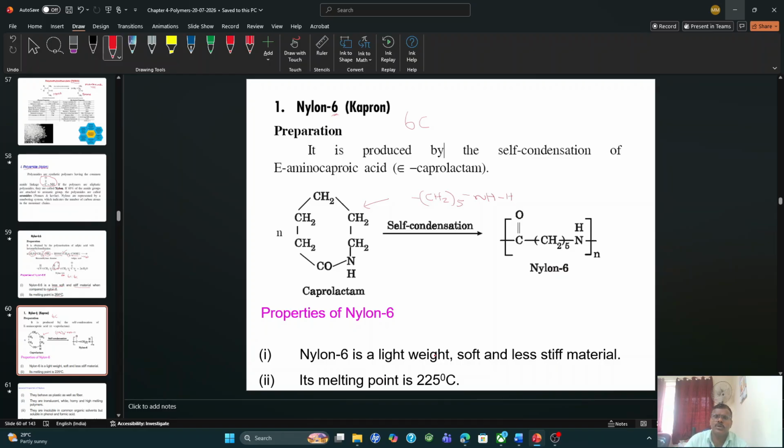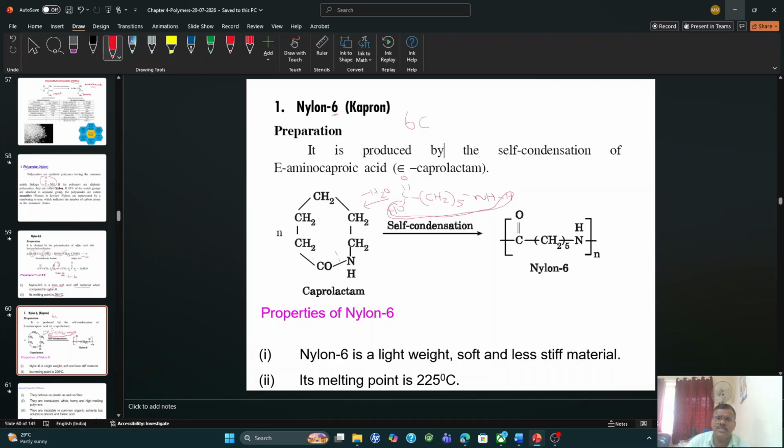In H2N and then COOH. So what happens? This is called a monomeric unit with one carboxylic acid or amine. When you heat this monomer, this OH and this hydrogen will be eliminated. So with elimination of the byproduct water, we get this caprolactam.